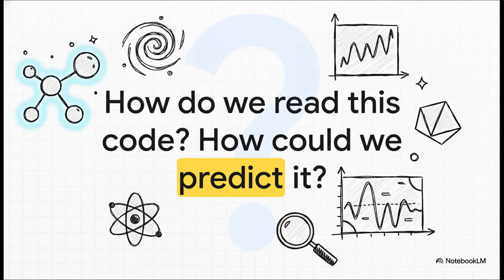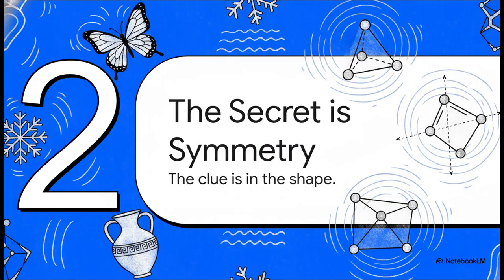Or even better, how could we possibly predict what this looks like without ever stepping into a lab and doing the experiment? I mean, it seems like magic to be able to predict this graph just by thinking about a molecule. But it's not magic, it's chemistry, and the answer is surprisingly elegant. The secret, it all lies in a concept we all kind of intuitively get, symmetry.